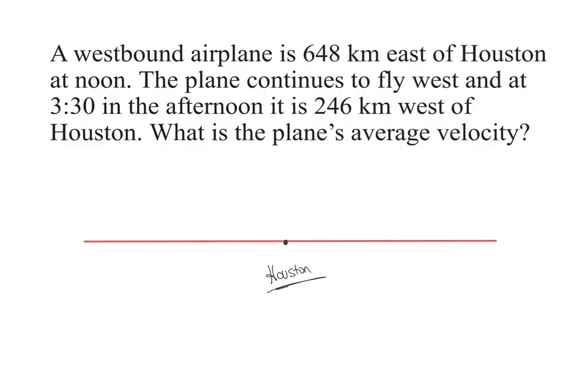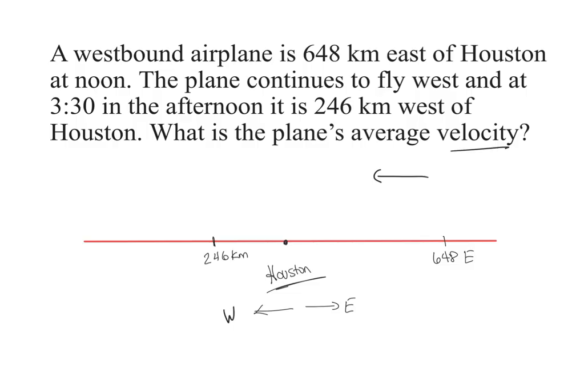It says a westbound plane is 648 kilometers east of Houston. So just like on a map, you have east and west, right? If it is currently 648 kilometers east of Houston, this is the location. Westbound means it's traveling that direction. It continues to fly west, and at 3:30, it is 246 kilometers west. Well, now it's right over here, 246 kilometers.